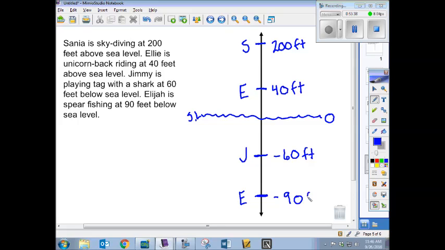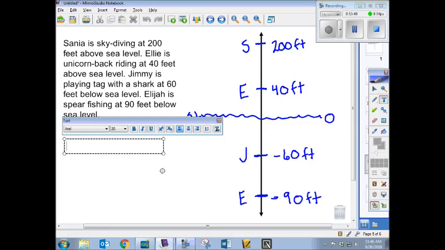Because he's 90 feet below sea level. Okay? Make sure yours looks like this. Oh, sorry. Here. Now I'm going to add a couple questions to this here. Okay? So that's part of it. The drawing of it is important.